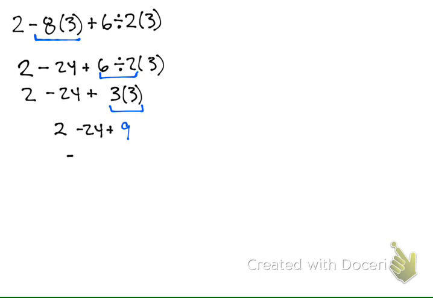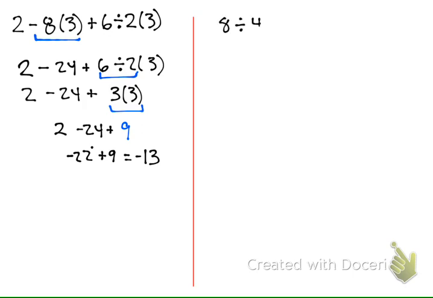And from here, we're going to have to work from left to right. Alright, so we have 2 minus 24 that we need to do. So 2 minus 24 is negative 22. And then we're going to drop down the plus 9 and combine that to get us negative 13. Alright, so we'll do one more on this slide, and then we got one more example.